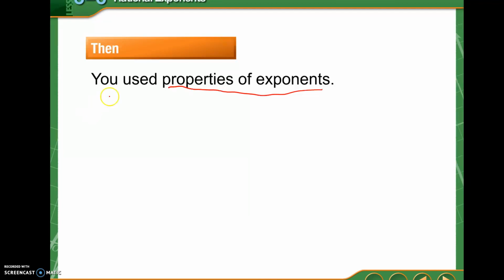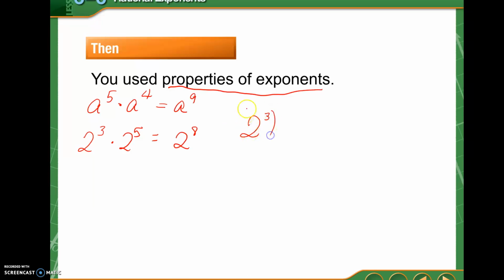For example, if I have a to the fifth times a to the fourth, notice my bases have to be the same, but then that equals a to the 5 plus 4. We add our exponents, so a to the ninth. Same with numbers. 2 to the third times 2 to the fifth would equal 2 to the eighth, and then we'd solve that out. And remember our power to power rule. So if I had 2 cubed to the fifth power, that would equal 2 to the 3 times 5. So we multiply there.